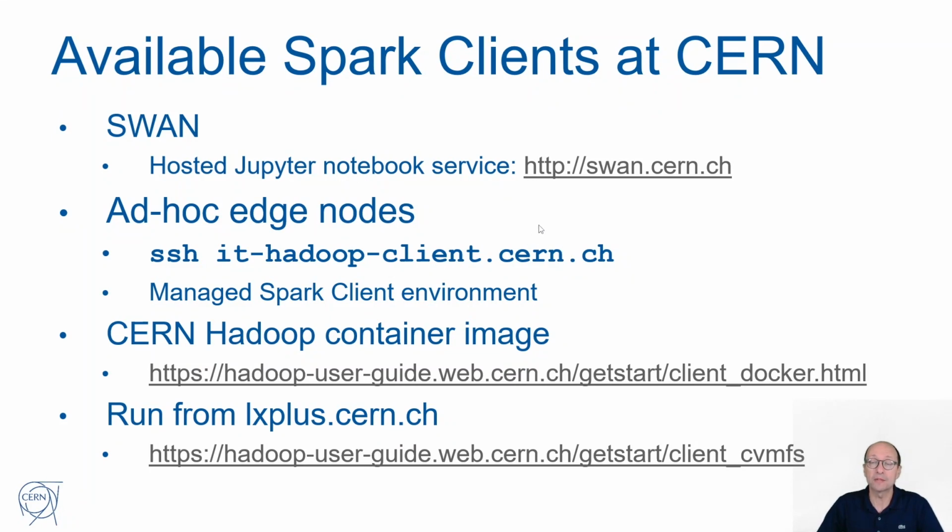So in terms of clients, how can you access the Spark and Hadoop resources from your client system? One possibility is the SWAN service. We will come back to that. This is a hosted Jupyter Notebook service, and this is the URL. Or from the command line, you can SSH to ad hoc edge nodes that are configured with all the Hadoop configurations and Spark software. For this, you just need to SSH to the IT Hadoop client machines.